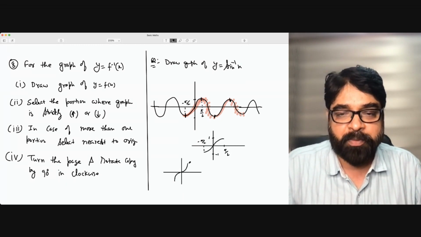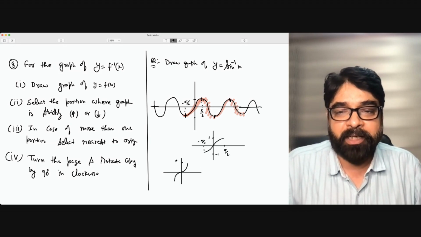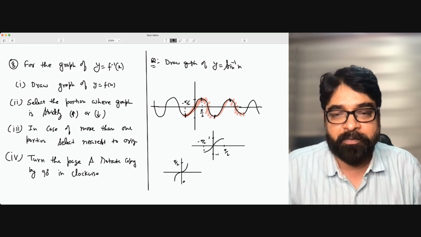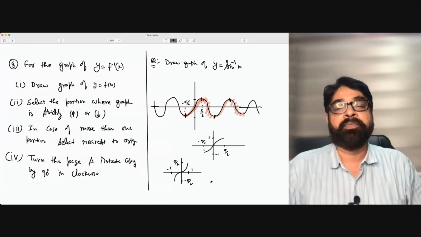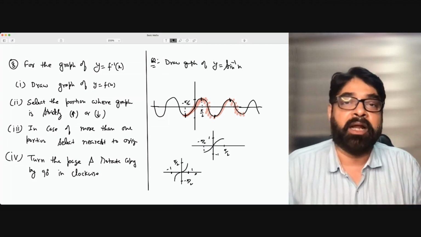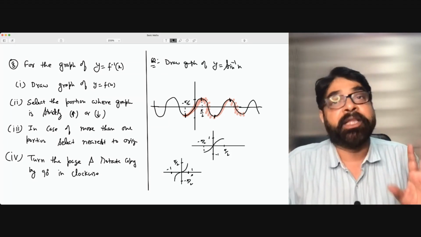Yeah, this way. And this point automatically will come as pi by 2. This point will come as minus pi by 2. This point will come as 1. This point will come as minus 1. This is your sine inverse x graph. You can see very clearly everything came.